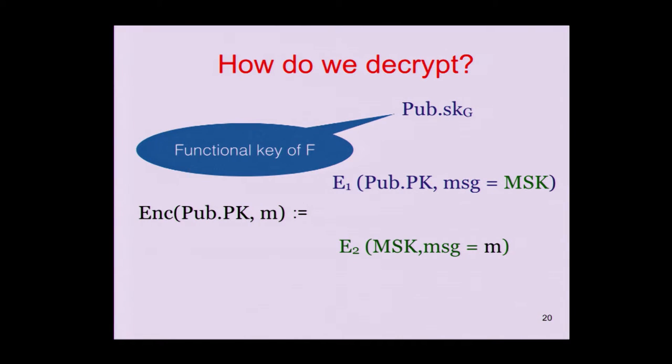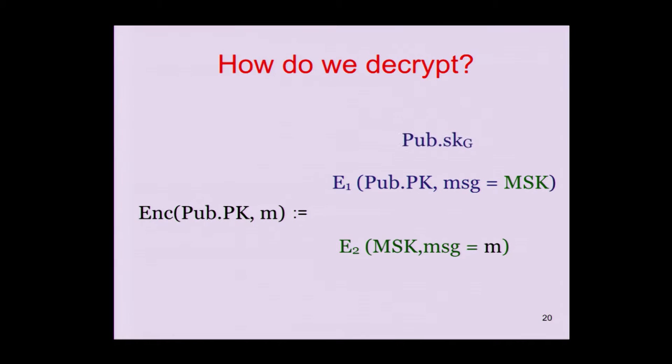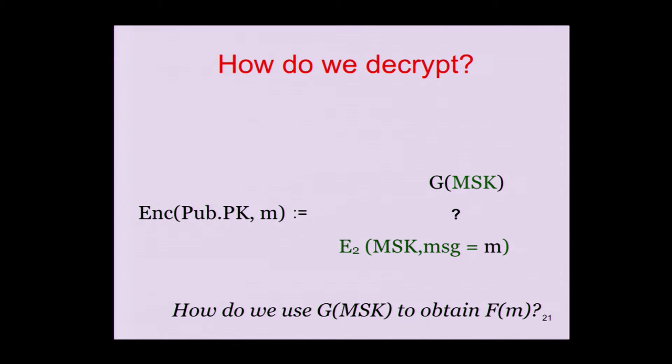So let's say you're given a functional key of G. Why am I denoting it by G and not F? You will know soon. So now I'm going to use this functional key to obtain g of msk. Somehow I have to use this to recover the output f of m. So before I describe what g should be, note that in order to recover the output f of m from the second ciphertext, I should have a functional key corresponding to f. So I will define g appropriately.